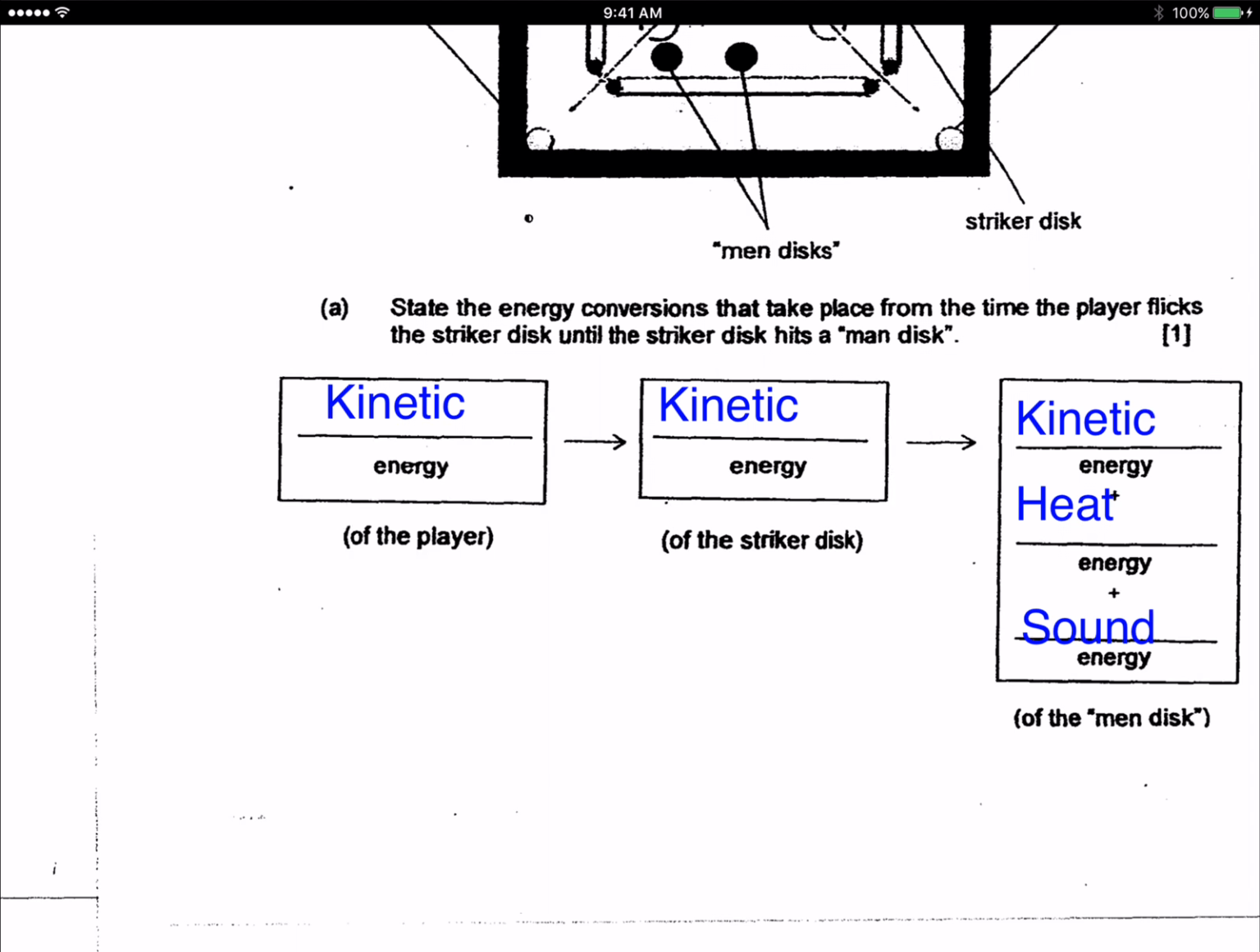Kinetic. I put electrical. Why is electrical? There's no electricity here, right? There's no electricity. Oh, I put magnetic energy. Magnetic? What's the magnet? Okay, right, so you know this is actually very straightforward, right?